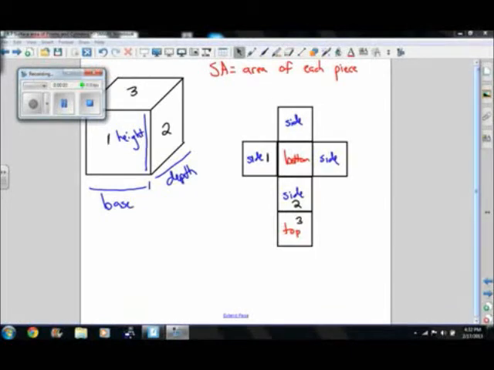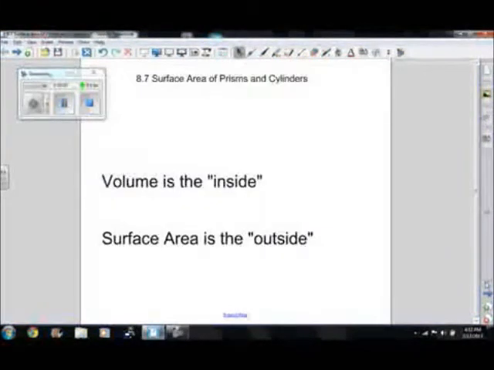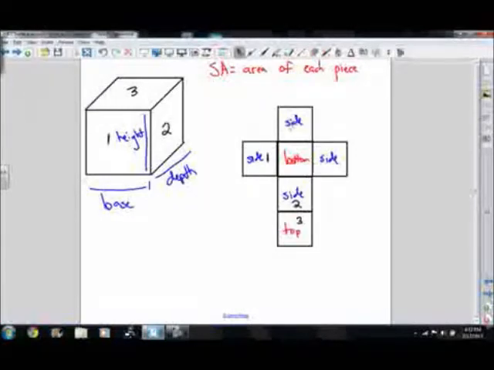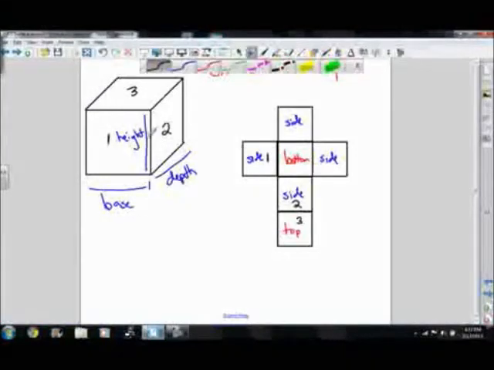All right, we're going to be working on surface area of these same type of shapes, okay? So the first slide that you guys like is here. Volume is the inside, surface area is the outside, okay? So for example, if we're working with this prism here, we have to add up all of these pieces, okay?